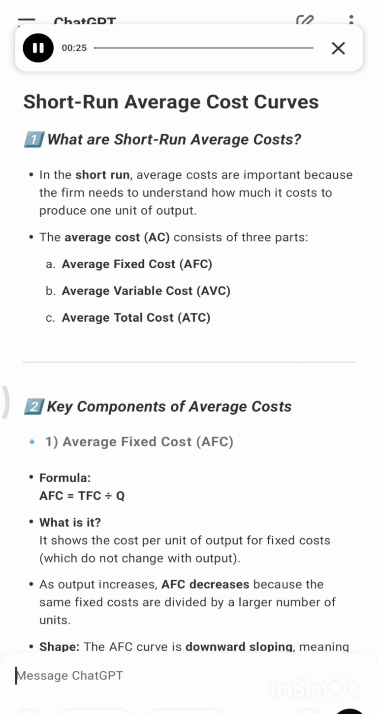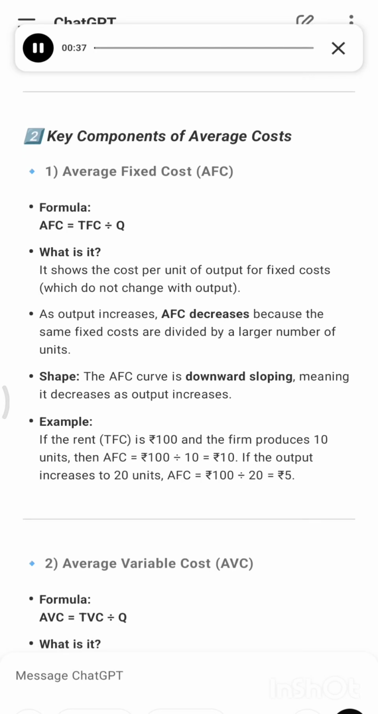Key components of average costs. 1. Average fixed cost, AFC. Formula: AFC equals TFC divided by Q. It shows the cost per unit of output for fixed costs, which do not change with output. As output increases, AFC decreases because the same fixed costs are divided by a larger number of units. Shape: the AFC curve is downward sloping, meaning it decreases as output increases.